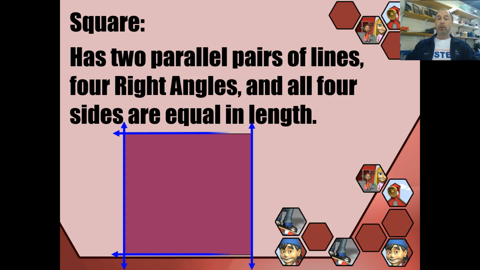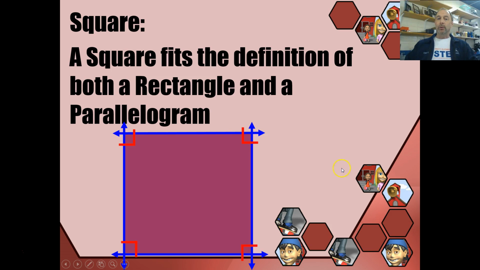Our next shape is a square. Now, a square also has two pairs of parallel lines. It also has four right angles, and all four sides are of equal length. This is what makes it a square versus a rectangle. It is important also to know that a square fits the definition of both a rectangle and a parallelogram. Two pairs of parallel lines and four right angles. A square is a rectangle. A square is a parallelogram. A parallelogram is not a square. A rectangle is not a square. Only a square is a square.